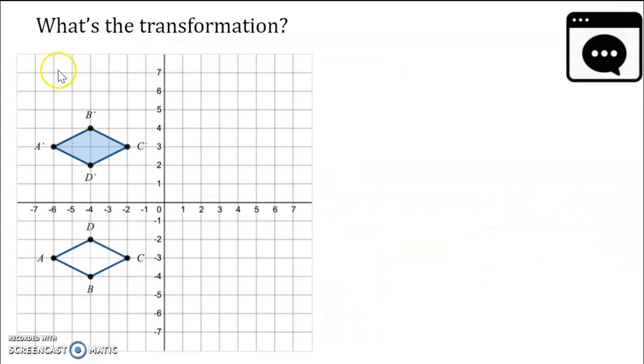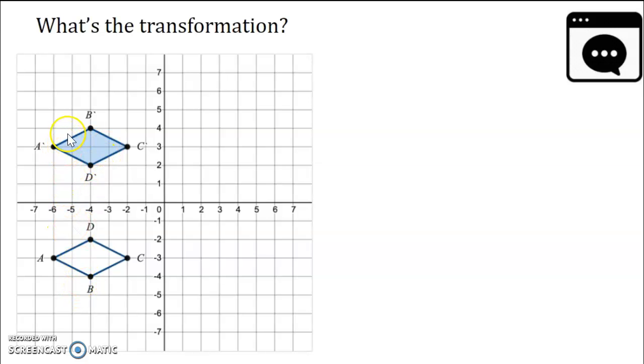All right, so I want you to tell me in private chat, what sort of transformation do you see? How can I tell which is the original, which is after the transformation? Again, it's going to be by the notation. When you see the corresponding points, A to A prime, that tells me this was the original A, and the new is A prime right there. So this is the original shape, and this is the new shape.